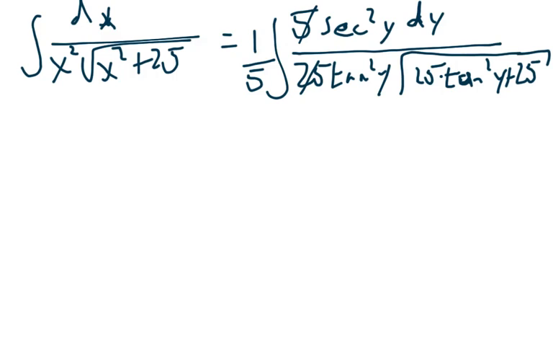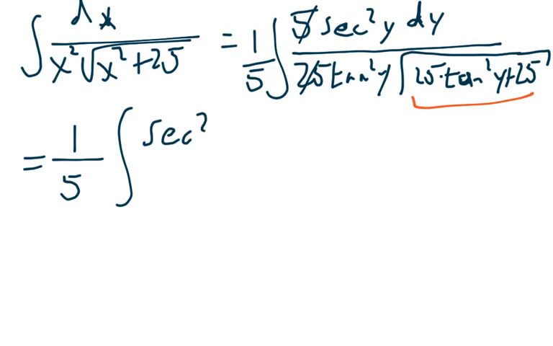But really what we want to do is do something with this inside. So that's the whole point. We did this trig sub. So let's write this out now. We have a 1/5 outside. We have integral secant squared y dy.